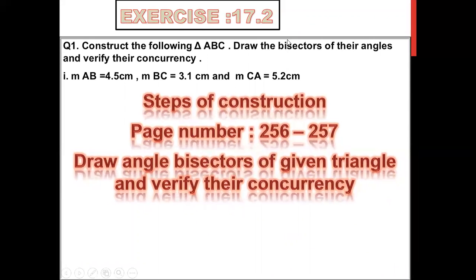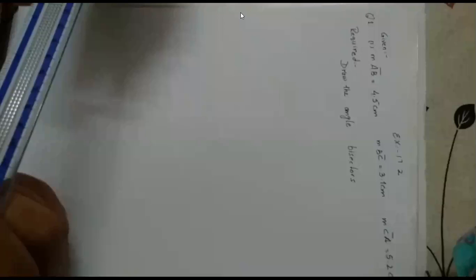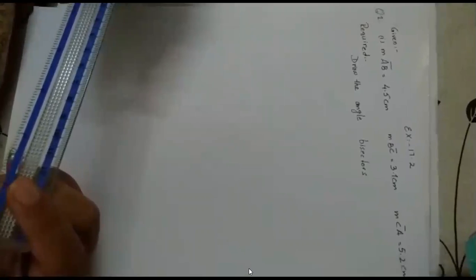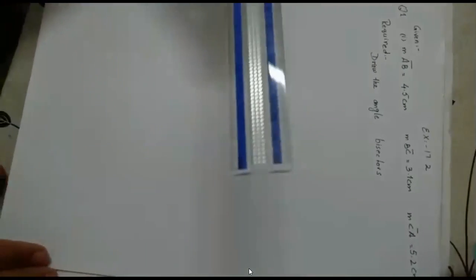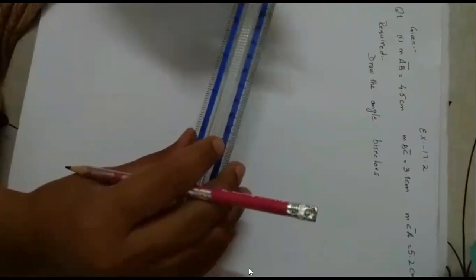Now question 1. Construct the following. Draw the angle bisectors of the triangle and also find the point of concurrency. Verify their concurrency. Where the three bisectors meet each other, that point is called the point of concurrency.